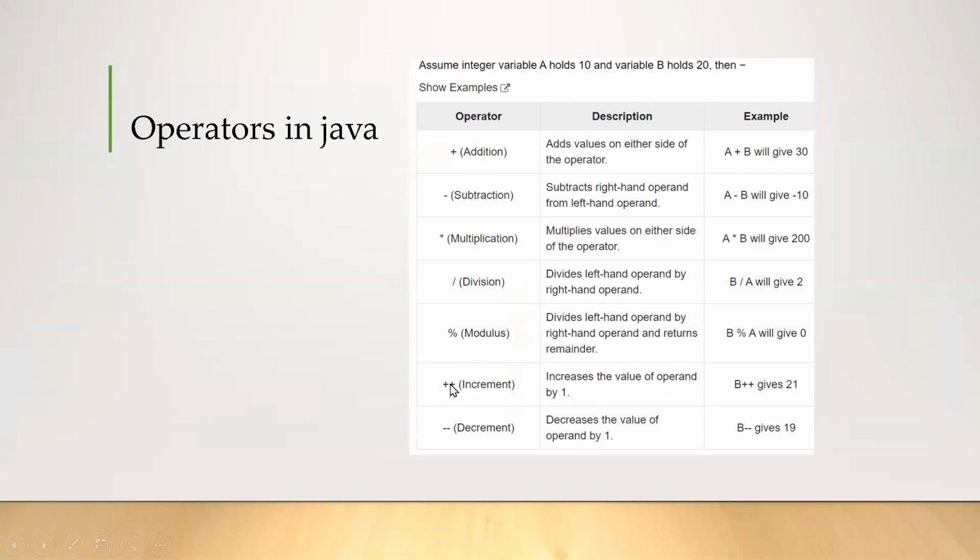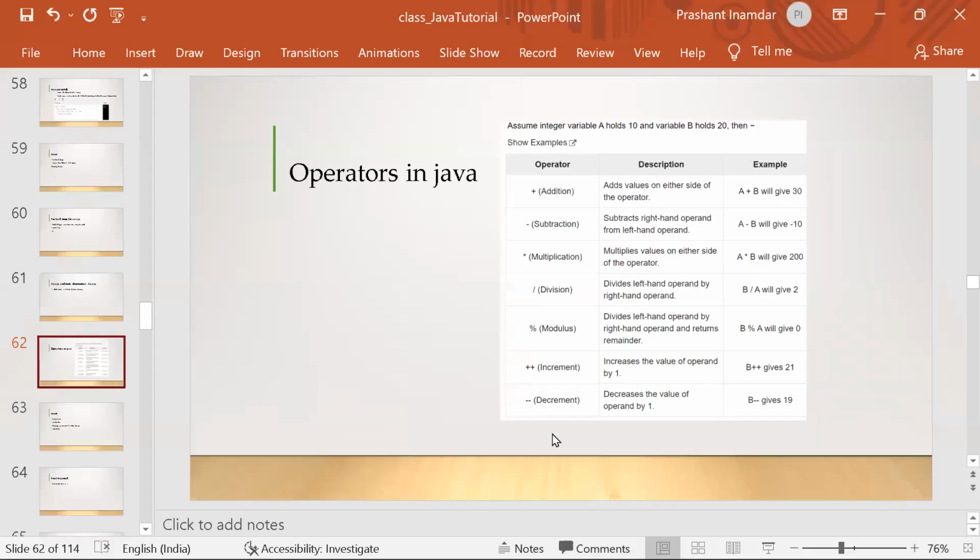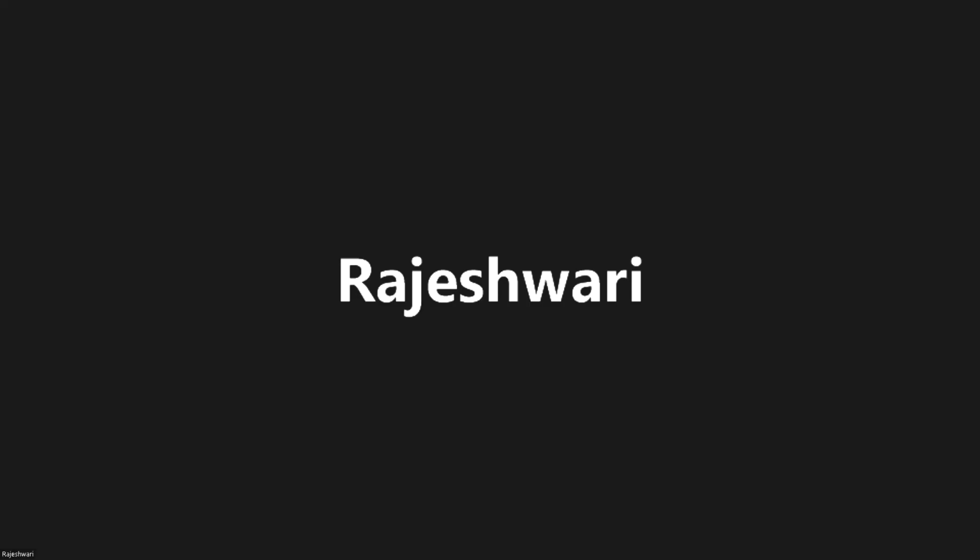Plus plus means we increase the value by 1, and minus minus means decrease the value by 1. Supposing the value of b is 20, if you do b plus plus, it will give the value as 21, whereas if you do b minus minus, it will decrement the value by 1, which is 19. So I will pause at this point. What I want you to do, Harun, is write a small program to add or multiply any two numbers.